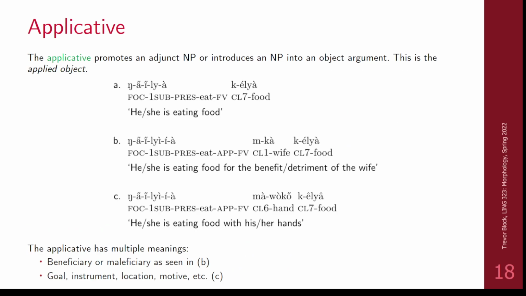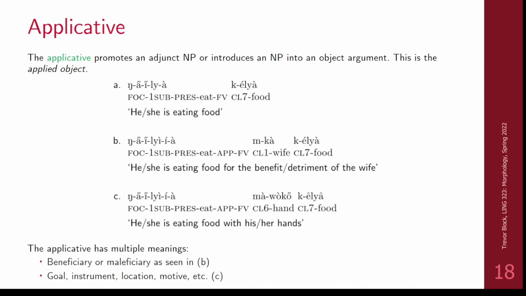The last one we'll talk about is the applicative. So this is when you take an optional NP or adjunct NP and make it into an argument. So we call this an applied object, and usually this has some sort of beneficiary or maleficiary, so good or bad meaning, or it has to do with like instrument or goal or location. So I think of this as like taking any sort of adjunct NP, any sort of optional NP, and just making it required.